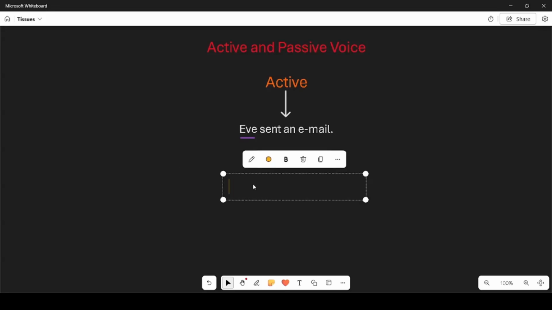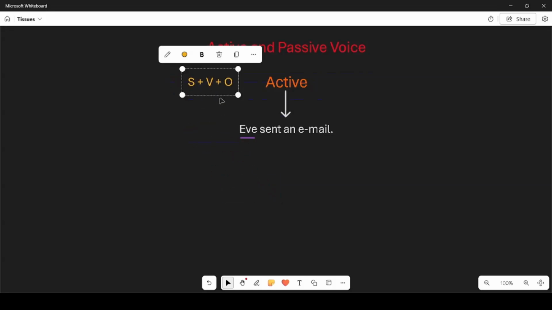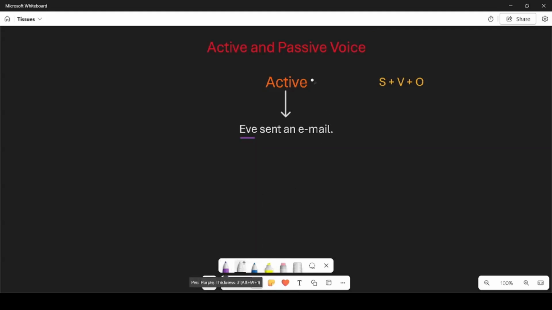subject plus verb plus object. Subject plus verb plus object. So this is how an active voice is. Mostly everybody uses active voice. So you'll not always, but mostly, you will see active voice.